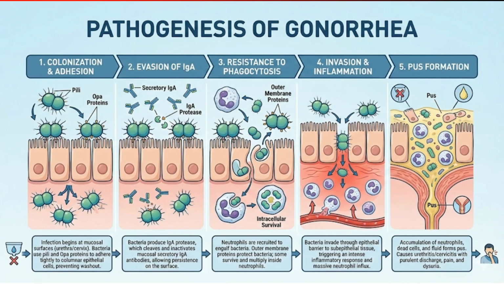In the urethra, this manifests as urethritis, with purulent discharge. In the cervix, it causes cervicitis, with mucopurulent discharge. This inflammatory process explains the classic symptoms: the discharge, which is the pus draining out, the pain from inflammation, and in men, the dysuria or painful urination.